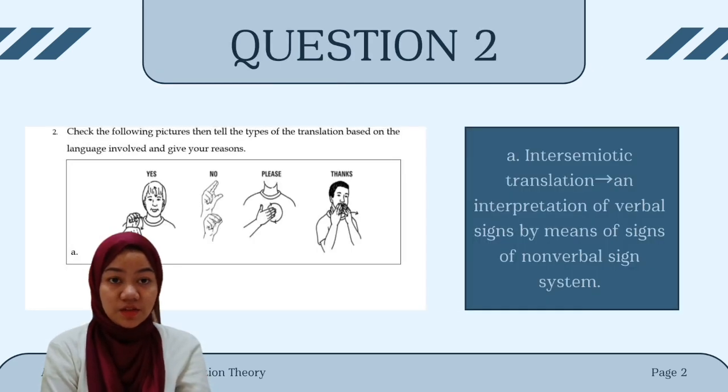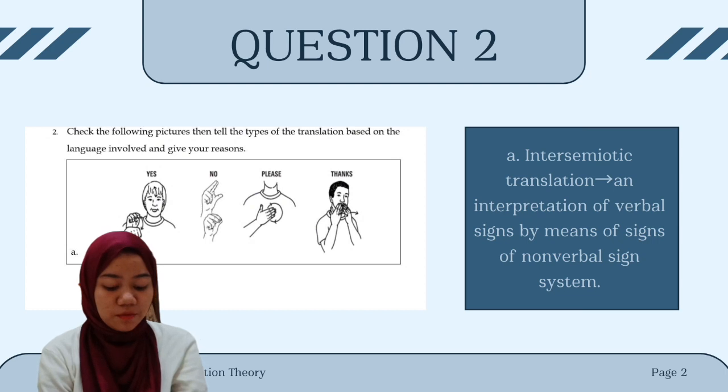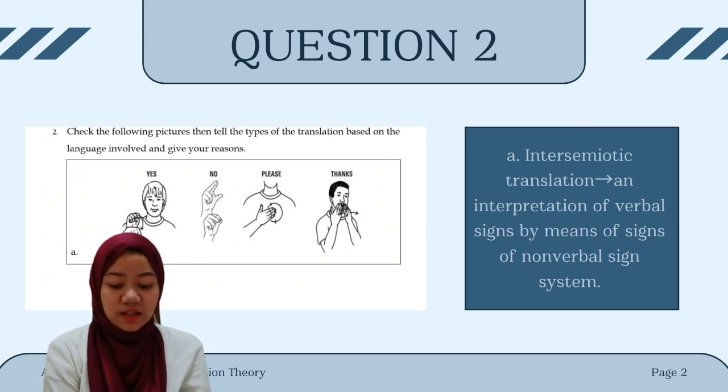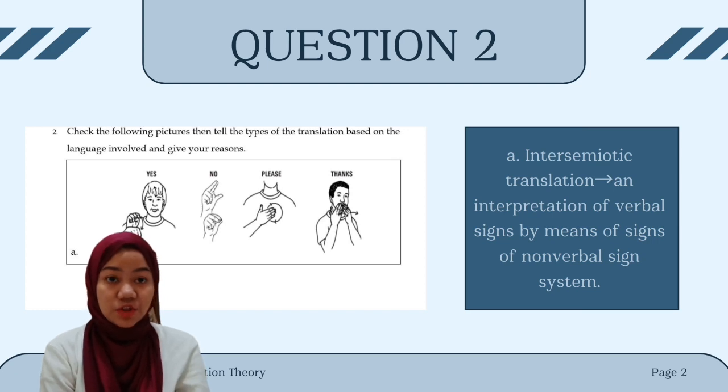And the second question is, check the following pictures, then tell the types of the translations based on the language involved and give your reasons. For the first picture, it's the intersemiotic translation. It's an interpretation of verbal signs by means of signs of nonverbal sign system.